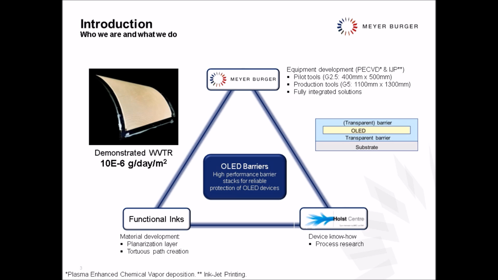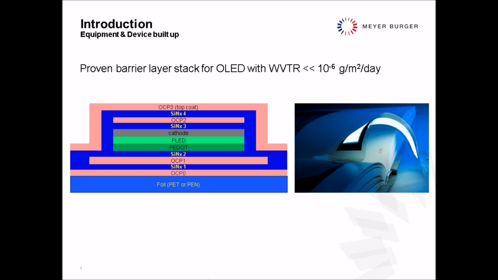What we have been doing is represented here in a very simple schematic. You see a substrate which will be flexible, and then you see a transparent barrier below the OLED and a transparent barrier on top of the OLED. From the scheme that we have seen, let's move more in detail to have a look at what these barriers mean.